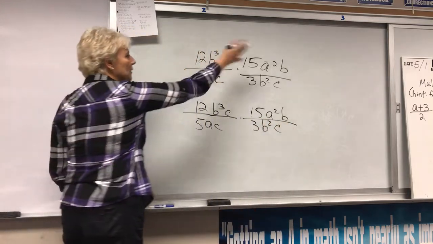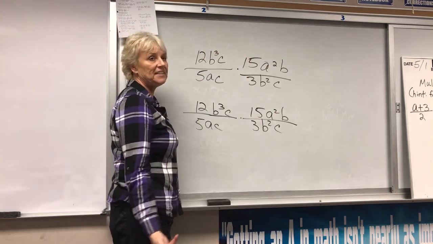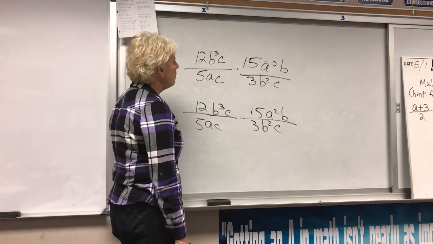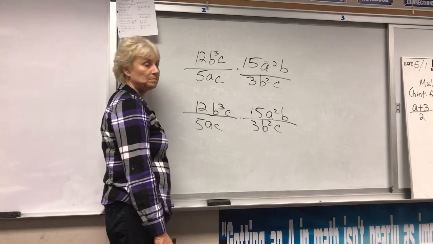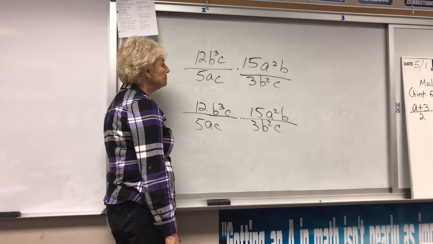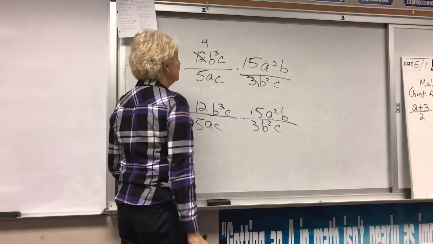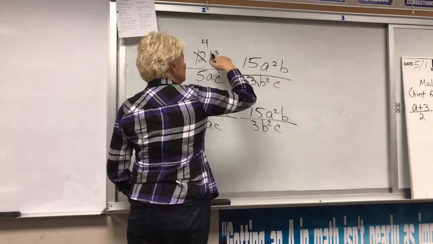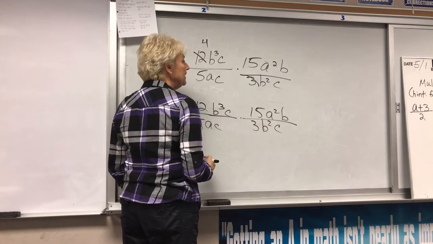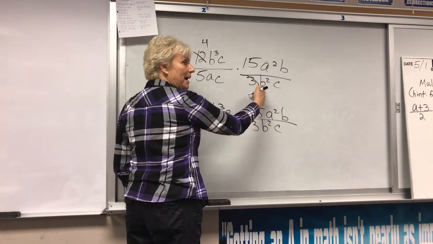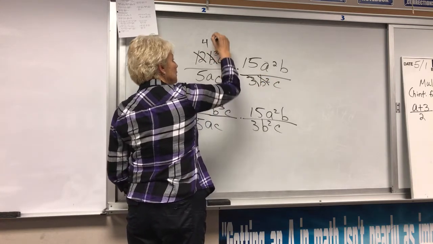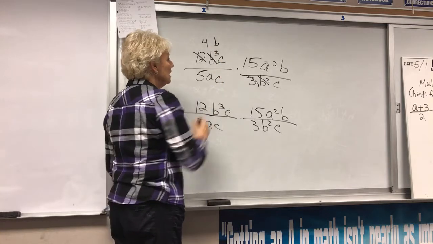All right, what can we cross out? We can't factor anything. What can we cross out? 12 and 3. 12 and 3, okay, that's a 4. And the B's. 15 and 5. These B's or these B's? Doesn't make any difference, right? Take out the ones with the biggest amount, leaving you one B. C. C's are gone.